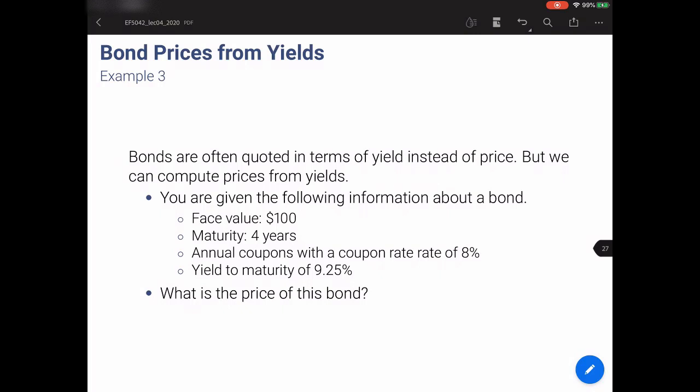It will mature in 4 years and has an annual coupon rate of 8% that's paid annually. And the yield to maturity is 9.25%. And we ask you what the price of this bond is. So since you already have the sequence and timeline of the cash flow payments, and you also know the yield to maturity, then we simply have to plug in the yield to maturity into the present value formula to give us the price.